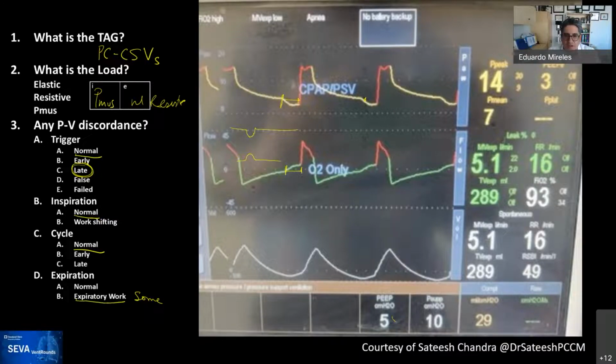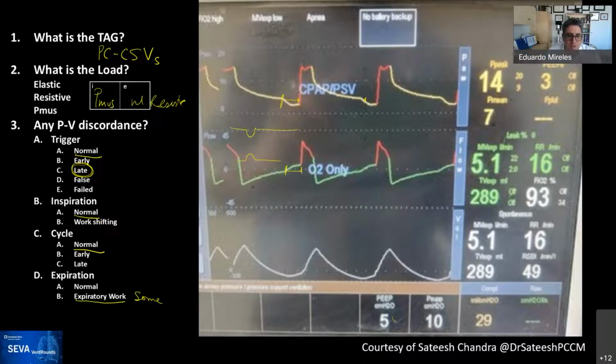And that's the importance of changing ventilator screens and showing you this, because we get very used to what we see otherwise elsewhere. It happens to me all the time. And then inspiration, I agree with you. It's essentially normal, very minimal work shifting. The cycle, I think, is normal. There is no evidence of after or before effort. And then expiration, the expiratory work, perhaps a little bit, as you said, or some amount of resistance.